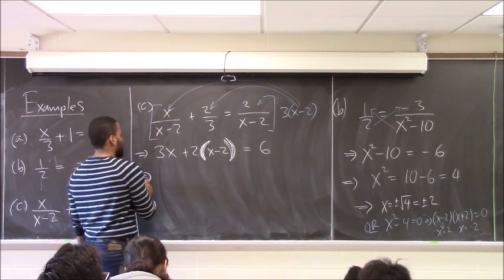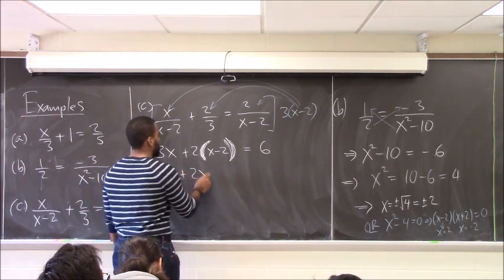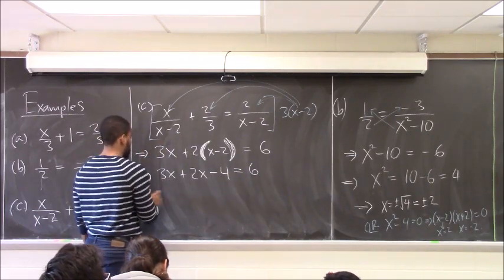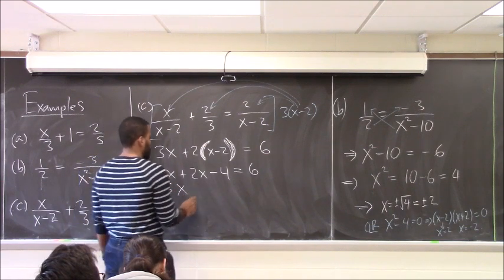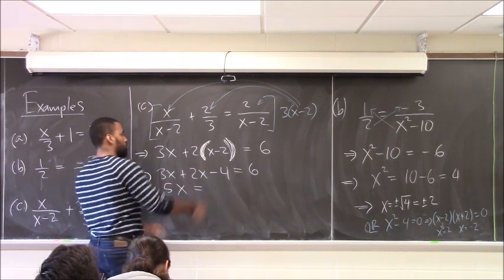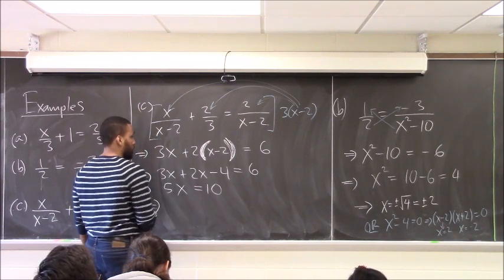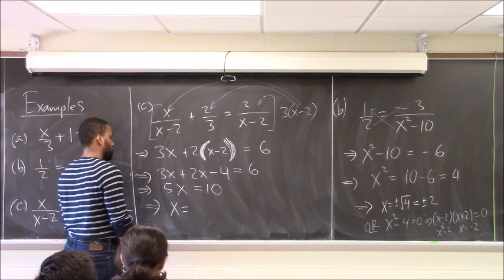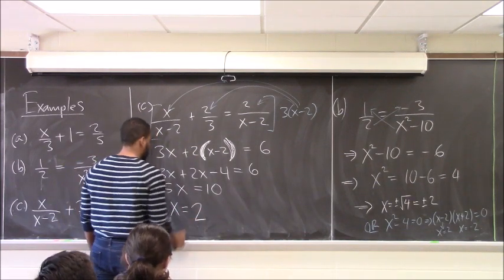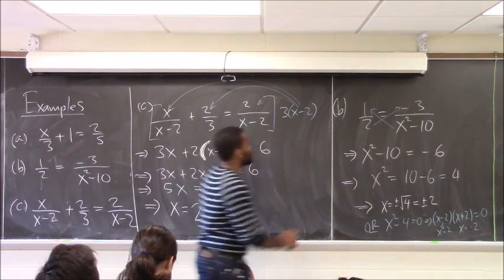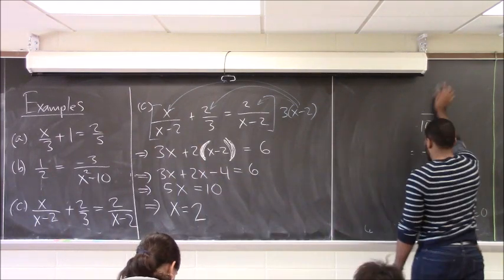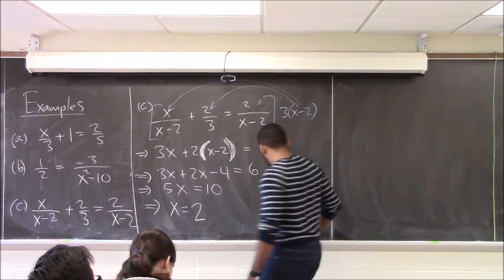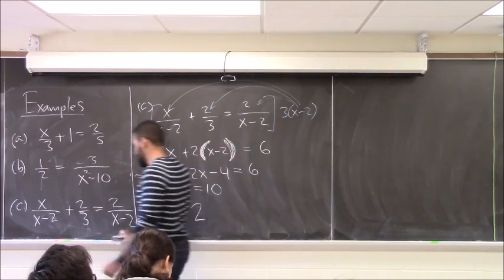At this point, we can expand, and this turns out to be essentially linear. So combine the two x's, add the 4 to the other side, I get 10. And so here I get x equals what? 2. So that's the answer, right? No objections?